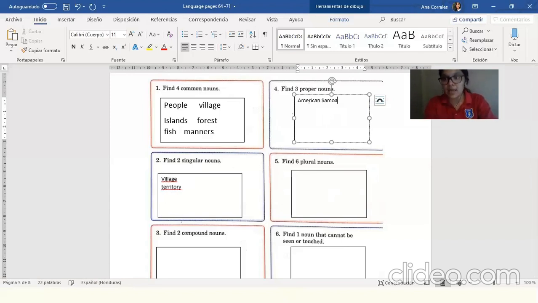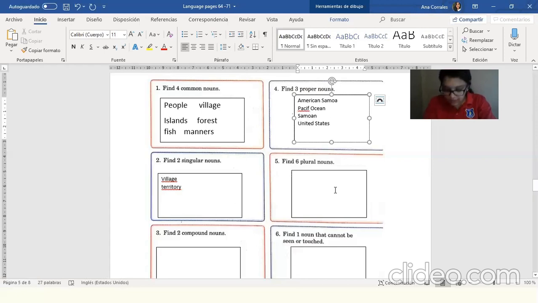American Samoa is the name of the place, okay? Pacific Ocean. El Océano Pacífico, estamos hablando de eso, donde está situado. Esta parte, Samoan are the people. That is the name of the people that live in American Samoa. United States is the name of United States, right? Estados Unidos. In English, capital letters, remember, because they are proper nouns.